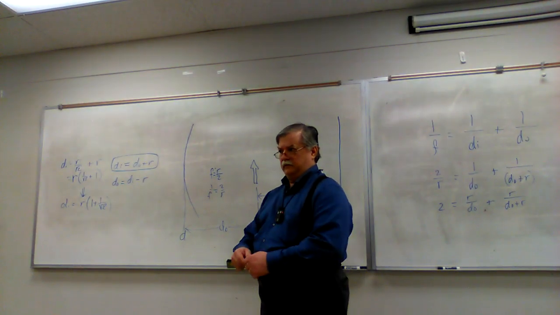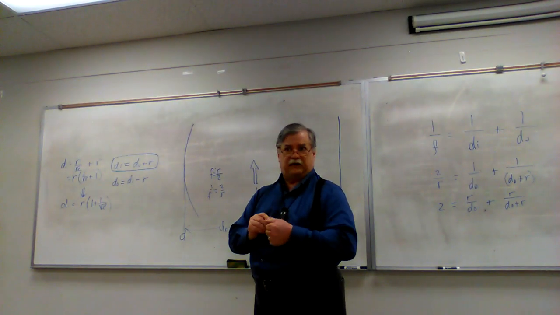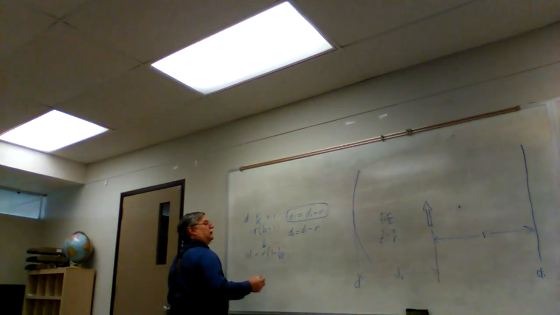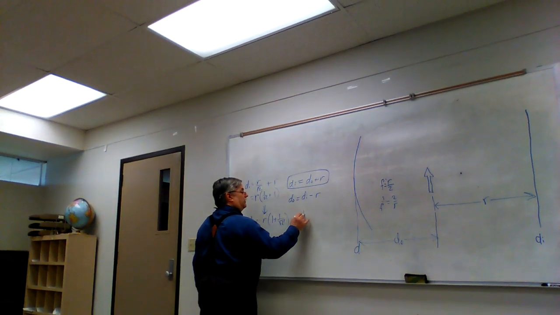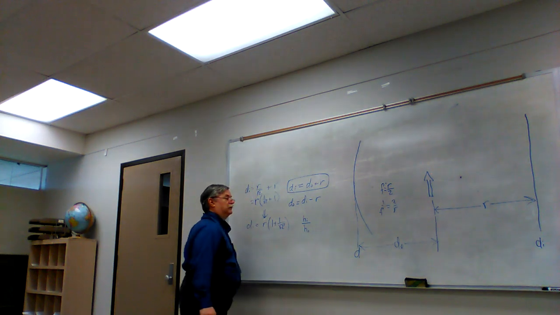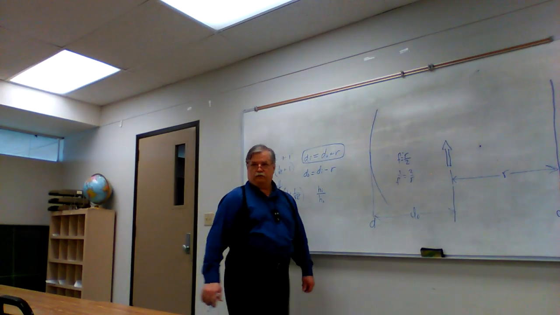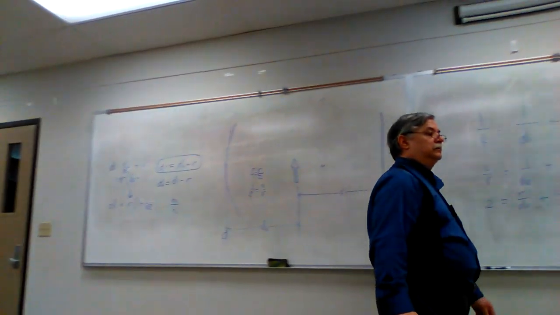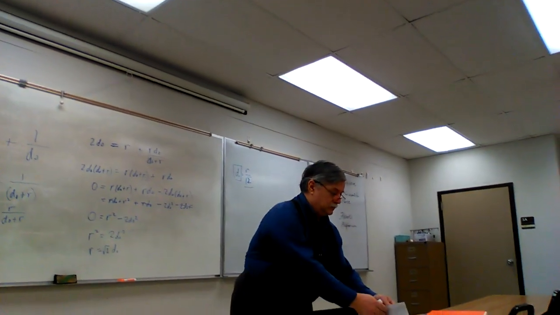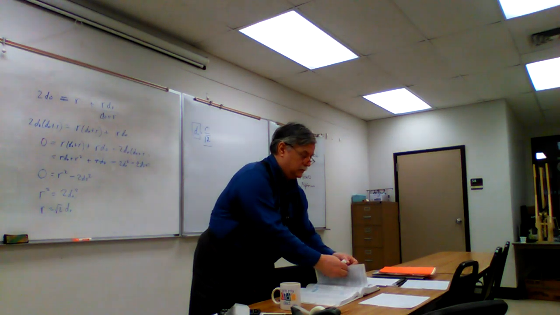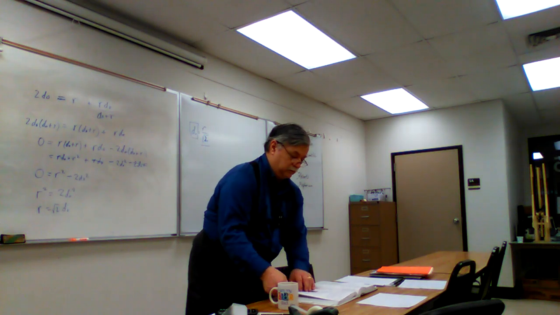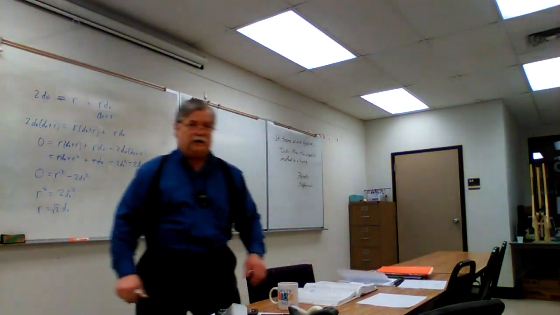What's the magnification? Does anybody remember the formula for magnification? It's going to be h sub I, the height of the image, divided by the height of the object, which will also be equal to... I think that's right. I just want to make sure. Yep, negative d sub I over d sub o.